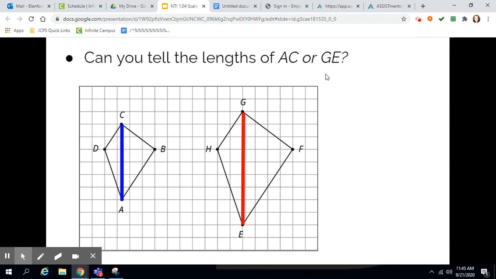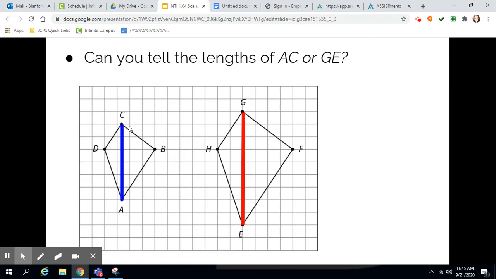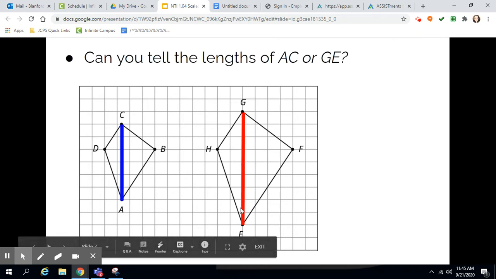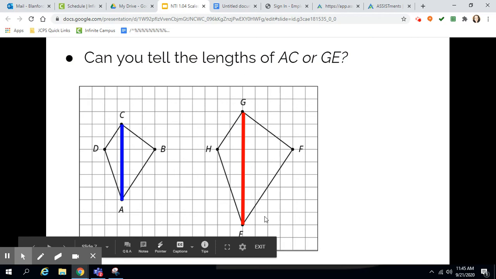Can we tell the lengths of AC and EG? Yes, we can. Because this one is exactly on a grid line. So we know it starts up here and it goes 1, 2, 3, 4, 5, 6, 7, 8, 9 lengths, up and down.